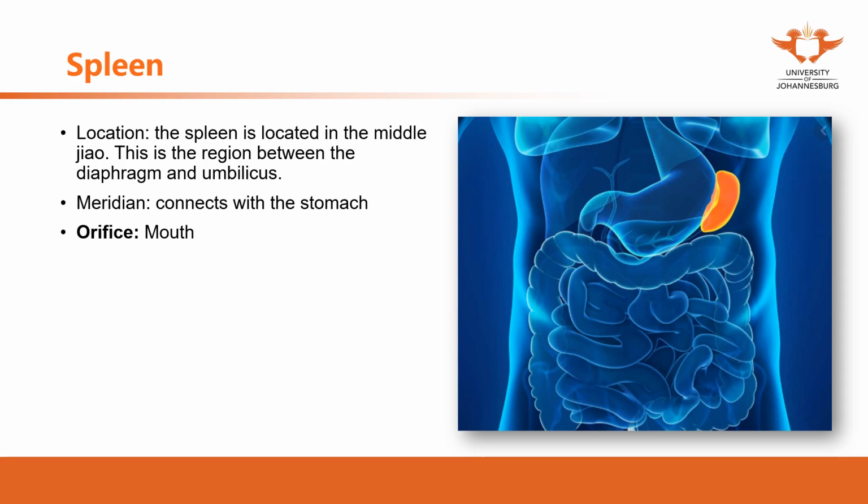The orifice of the spleen is the mouth. We have to highlight that the spleen in Chinese medicine not only refers to the spleen from anatomy. As we can see from the functions of the spleen, it more refers to the whole digestive system. The spleen is one of the most important organs in Chinese medicine, as the acquired essence and acquired qi are from the spleen.